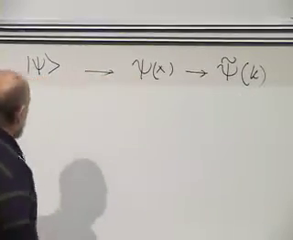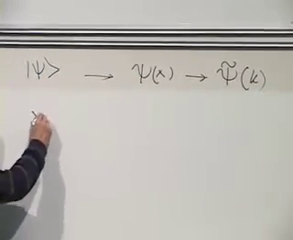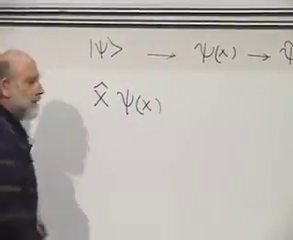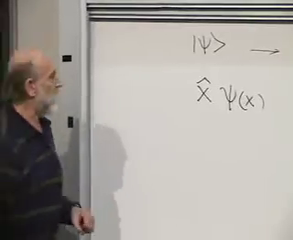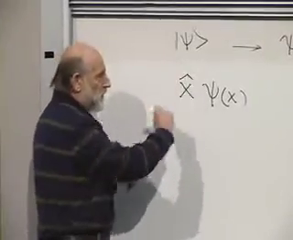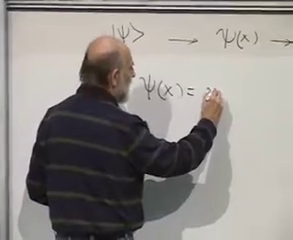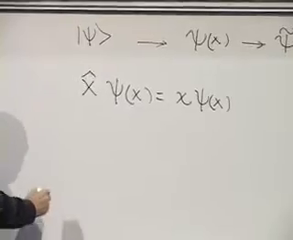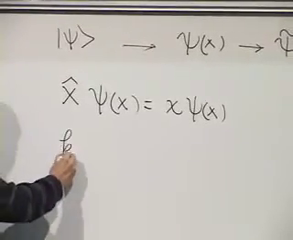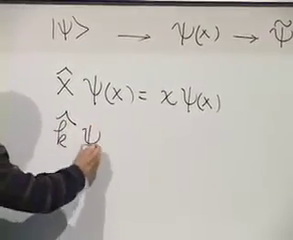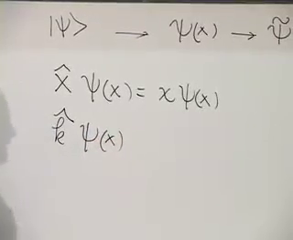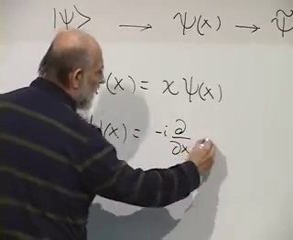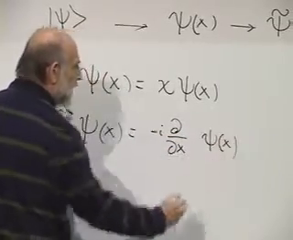Now, let me remind you, how does the position operator act on psi of x? What does it do? Multiplies by x. This is an operator now. It's not just coordinate x. It multiplies by x into psi of x. Okay. How about the momentum operator, k, thought of as an operator? What does it do to psi of x? Minus I d by dx of psi of x.